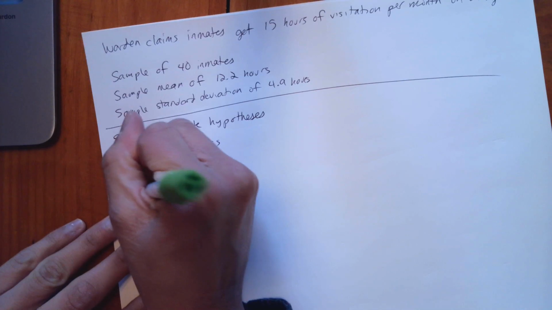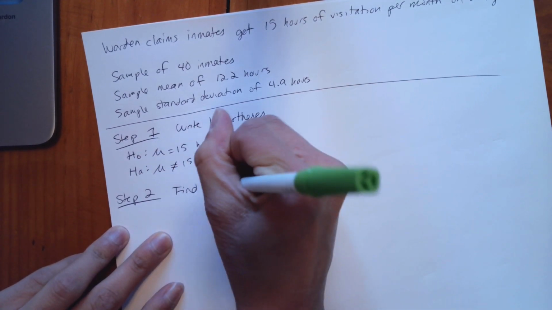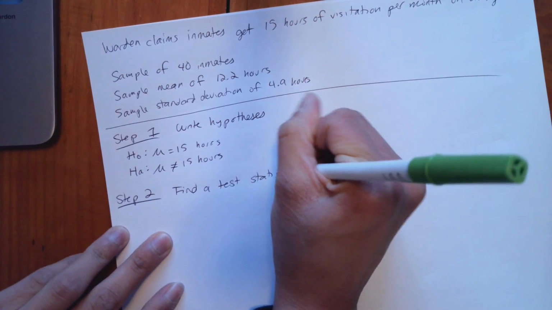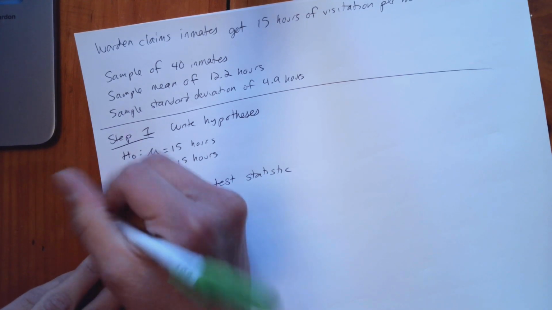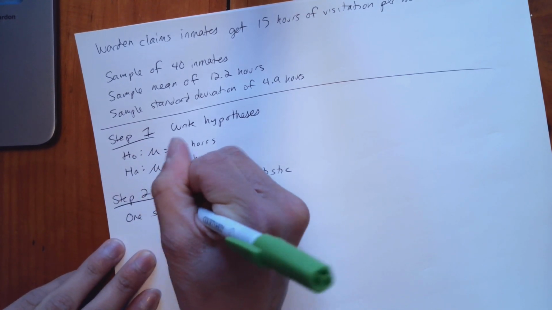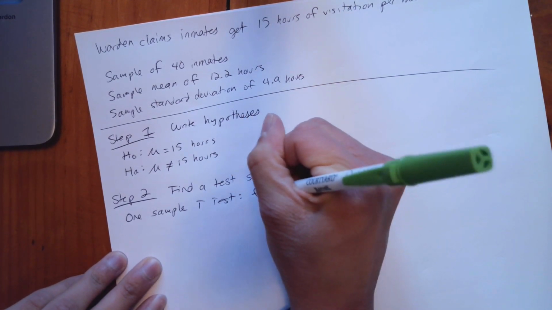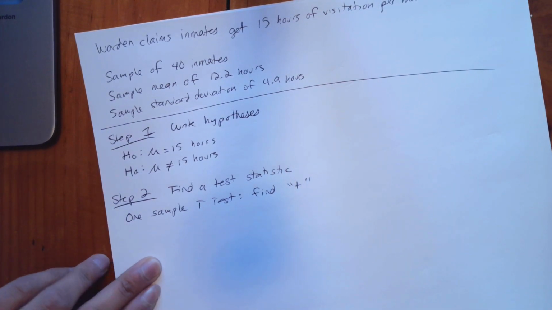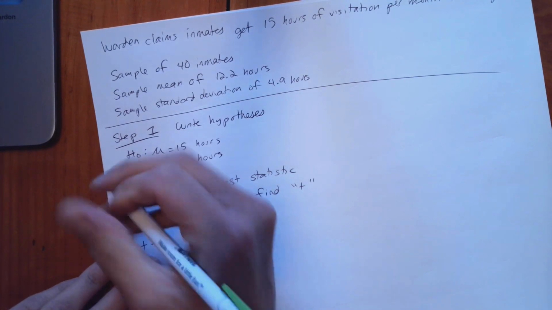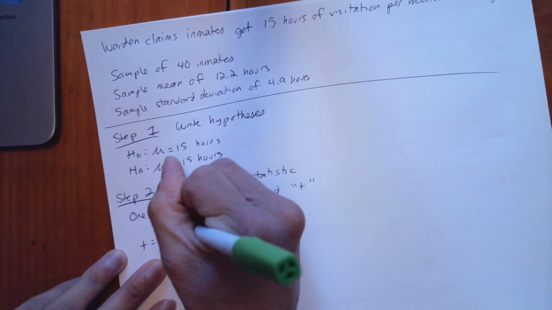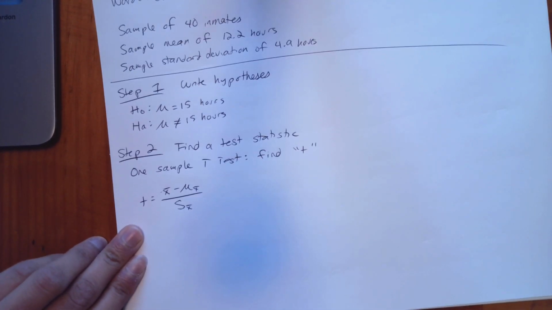Step 2. Find a test statistic. And here we're doing a one sample t-test, which means that we're looking for a test statistic called T. T, if you recall, is given by this equation. And this is the one that looks just like the equation for a z-score, except that we're talking about a t-value instead.